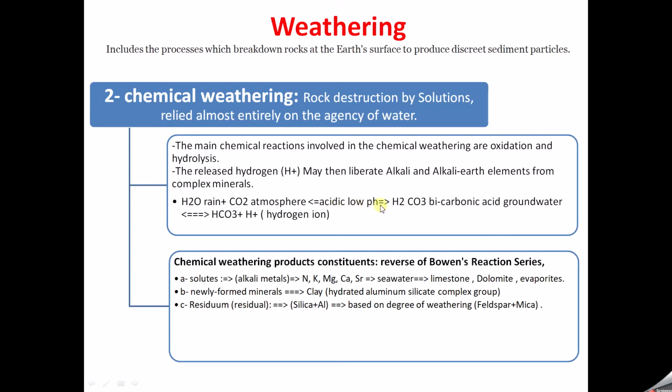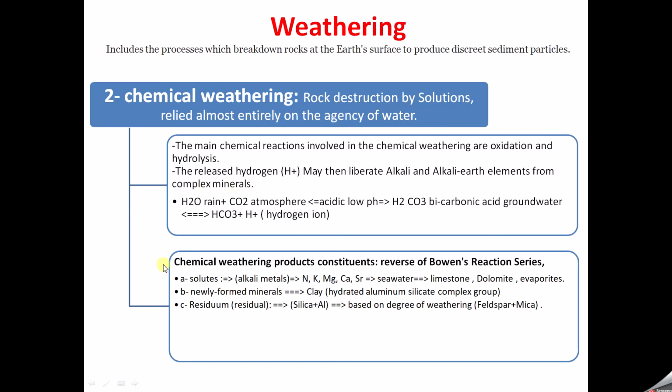It's a low pH, very weak acid, and that means that water that precipitated down on the ground becomes groundwater that is acidic, and this bicarbonate can transform into carbonic acid plus hydrogen ion. So the released hydrogen ion may then liberate alkali and alkali earth elements from complex minerals.